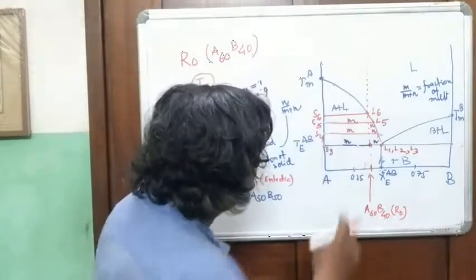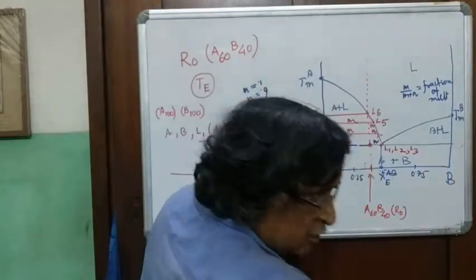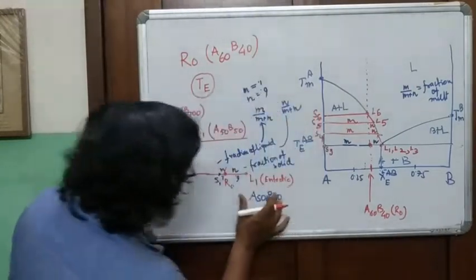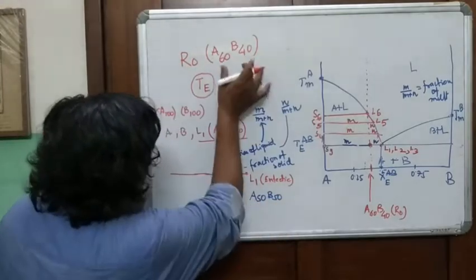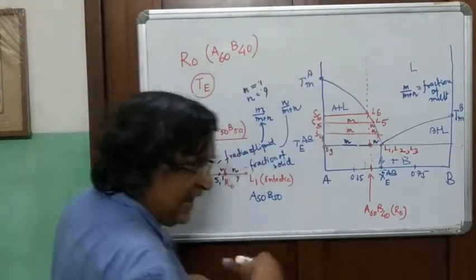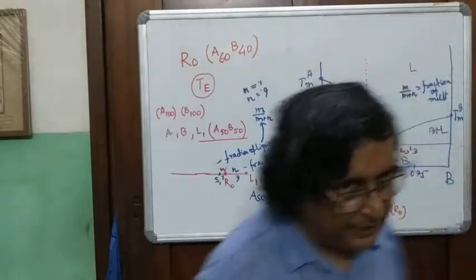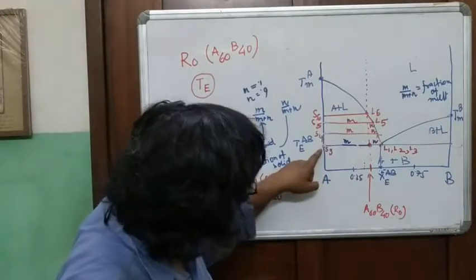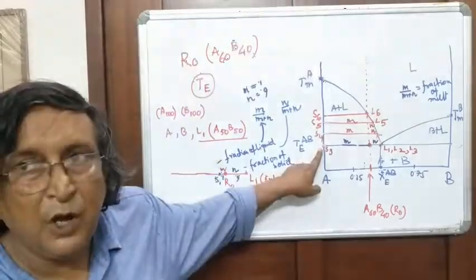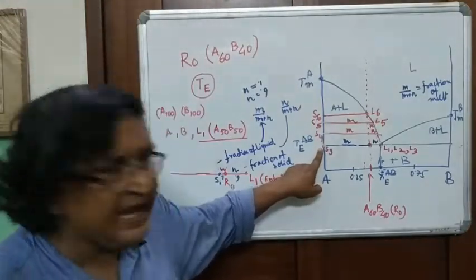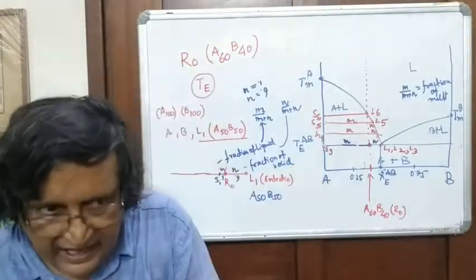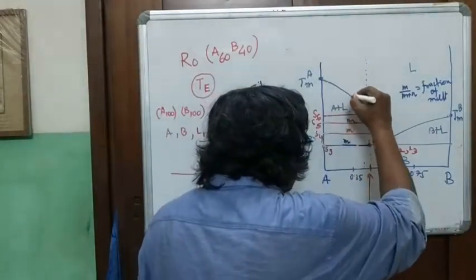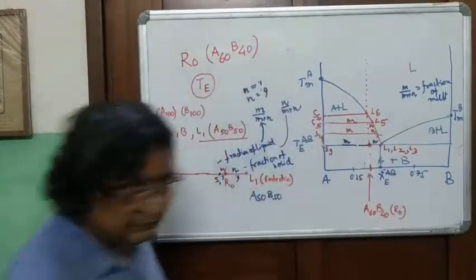You can't show it. But S1, S2, S3, the rock moves, becomes more A-rich. Why? Because you're melting A50, B50, and the rock is A60, B40. So at the end of it, you will have A. At this point, the rock will not have any B. The system will only have A plus liquid. And A plus liquid, this equilibrium works only along this line.